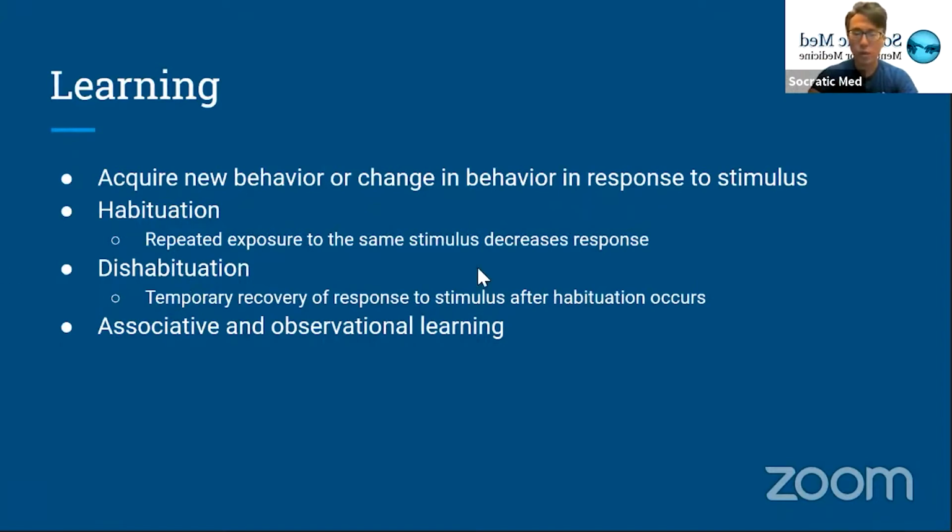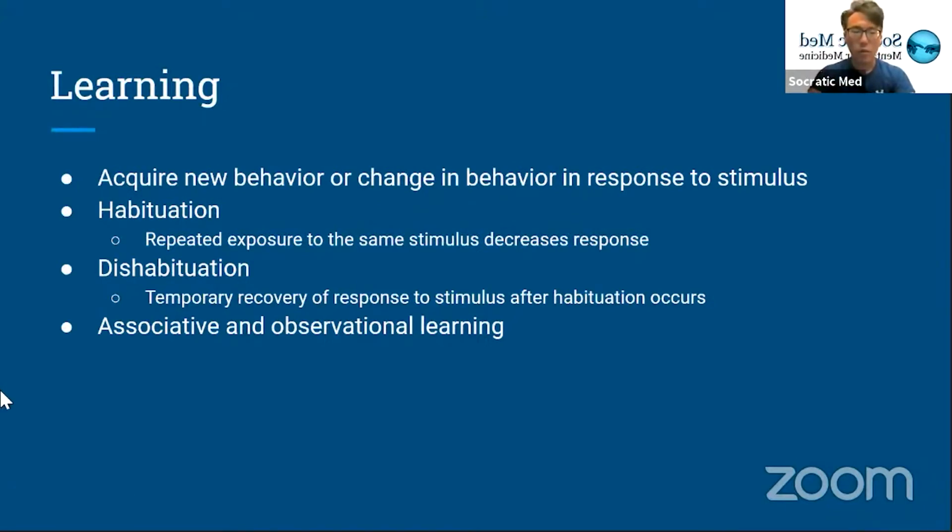But dishabituation is when you have a temporary recovery of the response to the stimulus after habituation occurs. So after habituation occurs, if you give it a good enough amount of time and you are exposed to that stimulus again, you'll have another response to it. It'll be temporary and it'll be a reduced response, so it won't be as high as it would be if you were exposed to the stimulus before habituation occurred.